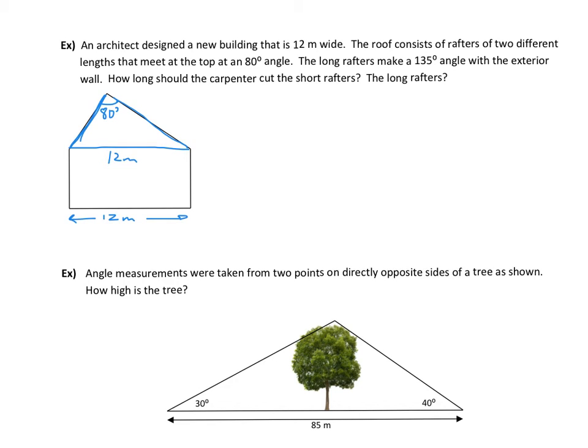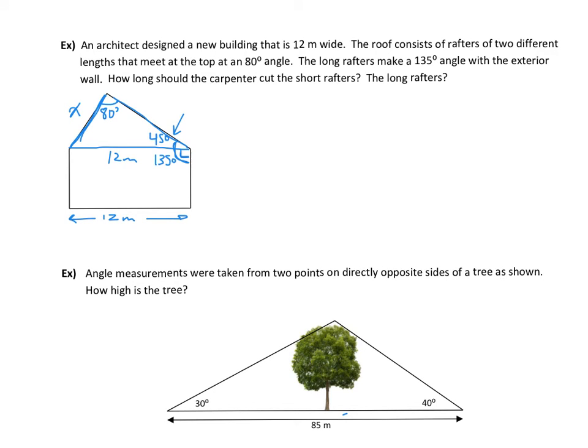So the longer one would be the one here, and the angle they're talking about here is 135 degrees, that whole angle. How long should the carpenter cut the shorter rafter? So this is my shorter rafter. I'll mark that with an X. Now, I know that walls should be perpendicular to the horizontal. So if that's 90 off of the 135, it would be a 45-degree angle here.